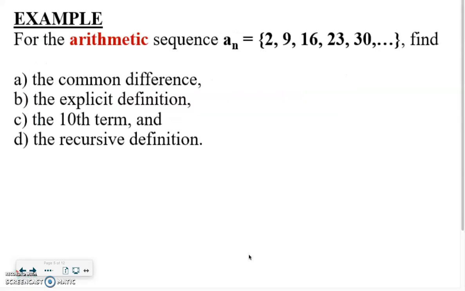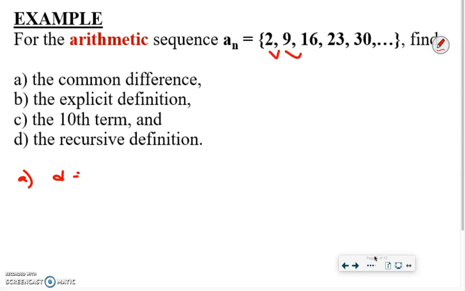Okay. All right. So, quick example here. Actually, it's going to have 4 parts to it. As you can see, we're told that the sequence is arithmetic, which is very, very helpful. For the arithmetic sequence, you can see a sub n is equal to 2, 9, 16, 23, 30, and so on. First thing that they want us to do is find the common difference. So, what are you going to tell me? What's the common difference here? Yeah, I'm adding the same amount to get from one term to the next. So the common difference here is 7.